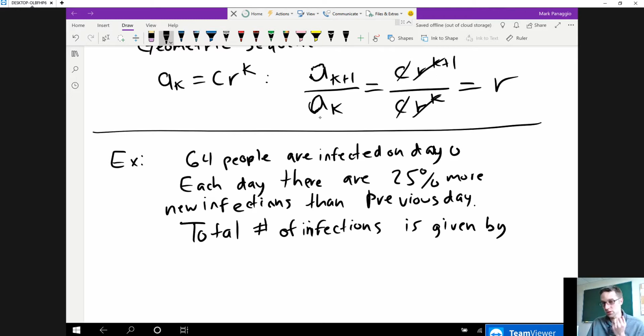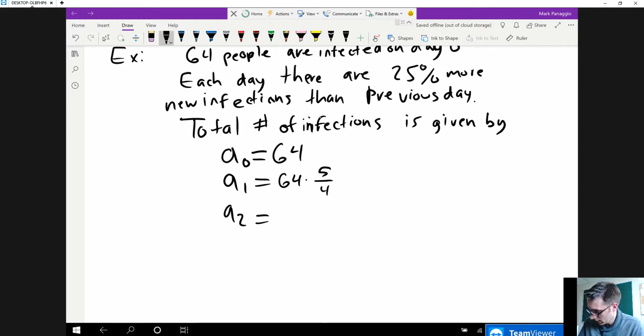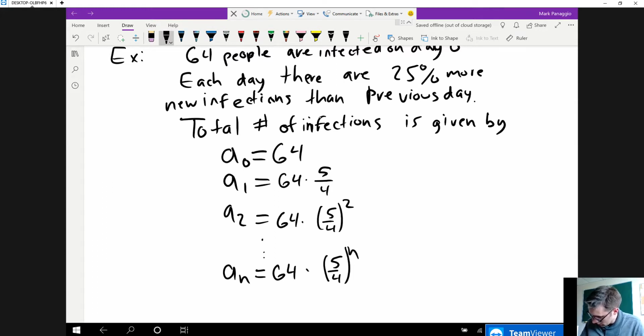All right, and what's the ratio here? Well, the initial number of infections was 64. The next day, we're going to have 25% more, so 64 times 1.25, or 5/4. The next day, we'll have 64 times 5/4 squared, which is just 5/4 times what we had in the previous day. And in general, on the nth day, the number of new cases would be 64 times 5/4 to the n.